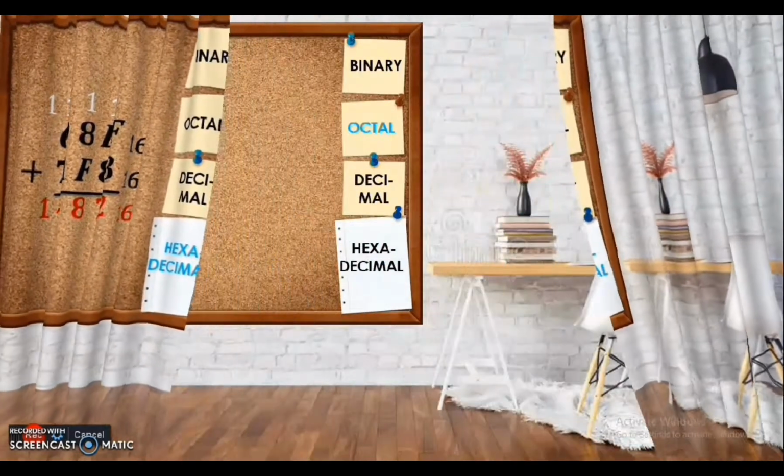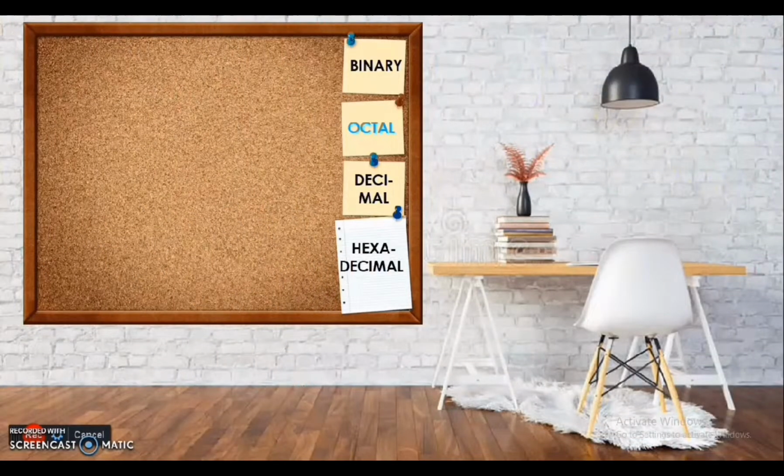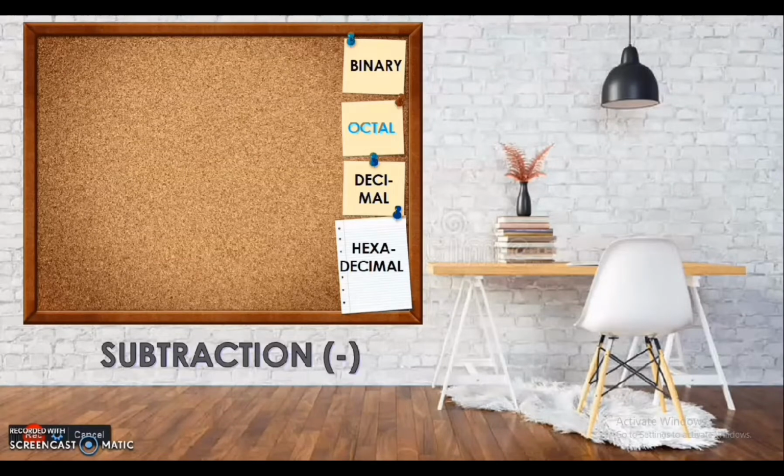After discussing the addition of binary and hexadecimal number system, let's move forward to another operation of digital number system, and that is subtraction. We all know that in subtracting certain numbers, there is a primary rules that we need to consider.